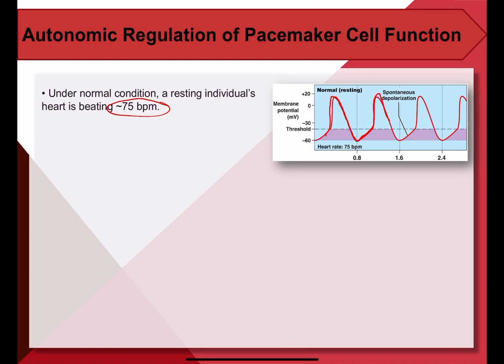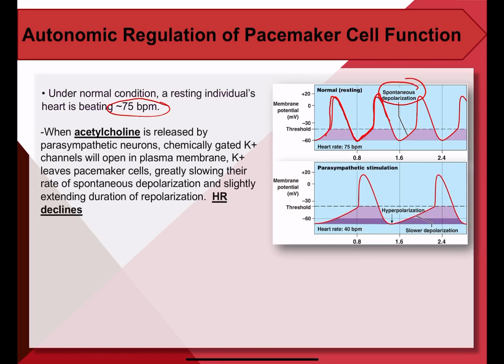It's all spontaneous according to what the pacemaker is doing. But let's say we need to intervene. Something's going on. We have to either slow it down or speed it up. Acetylcholine is the neurotransmitter that is released by your parasympathetic neurons, and they will activate chemically gated potassium channels.